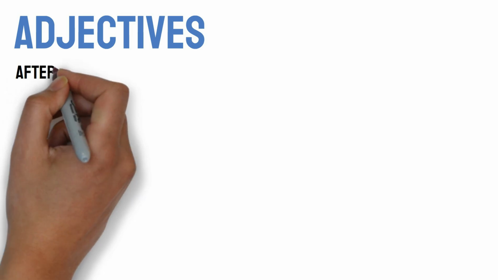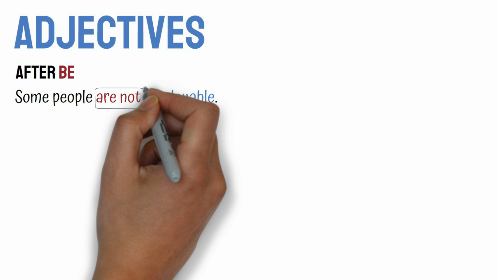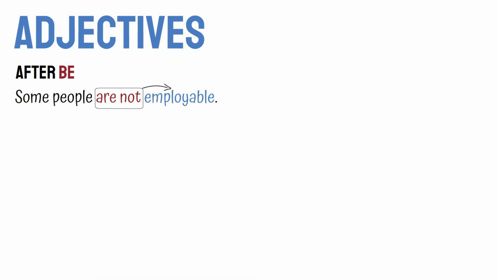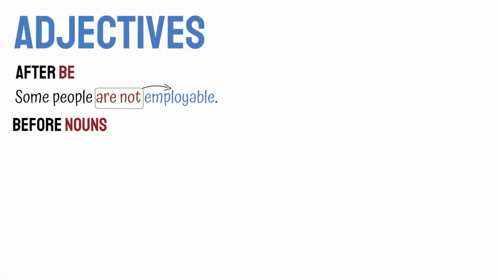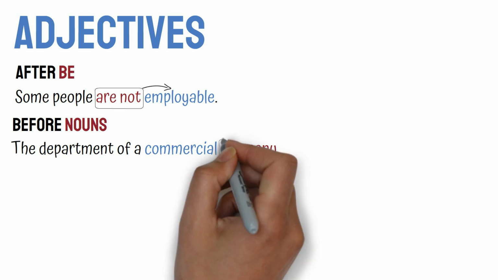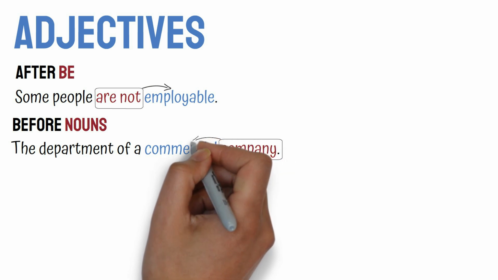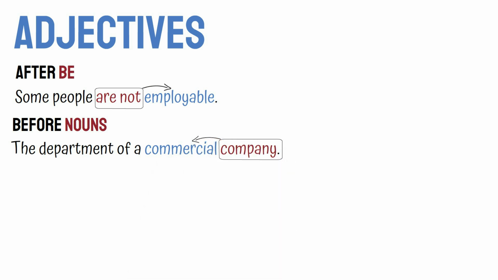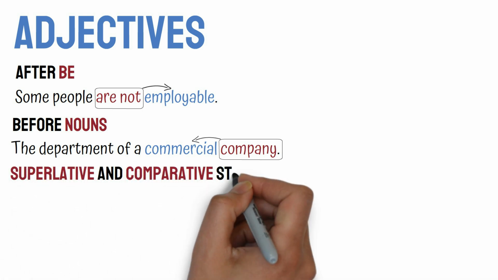Adjectives. We can use adjectives after the verb be. Are not is a form of the verb be. We can use adjectives like employable after the verb be. We can also use adjectives before nouns. Company is a noun, and we can use adjectives like commercial before nouns. Adjectives can also be used in superlative and comparative structures.